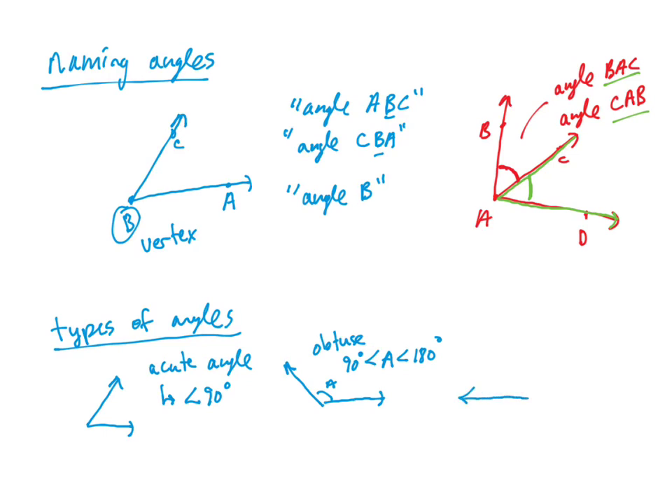We could have a straight angle. So a straight angle is an angle that equals 180 degrees. We could also have a right angle. That is an angle that measures exactly 90 degrees. So those are the main types of angles we're going to be seeing in a trig or a pre-calc class. Now there are 2 different ways that we would measure an angle.